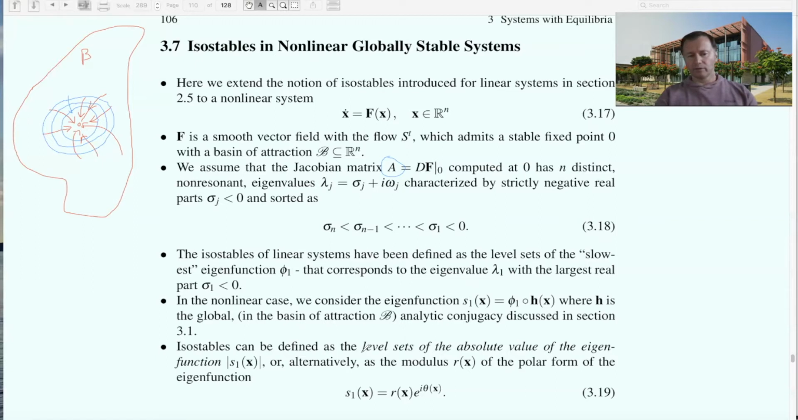And then we're going to be defining isostables as the level sets of the absolute value of the eigenfunction S_1. And we've seen that type of definition before in linear systems. We write S_1 in its polar form as R(x) e^{i theta(x)}. Theta is the argument, and therefore the norm of S_1 is precisely R here. So that's the setting for finding isostables for nonlinear systems.